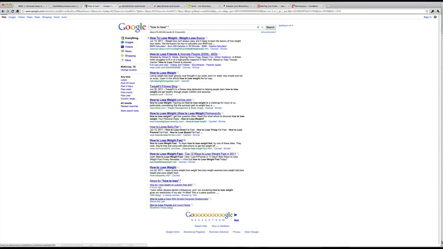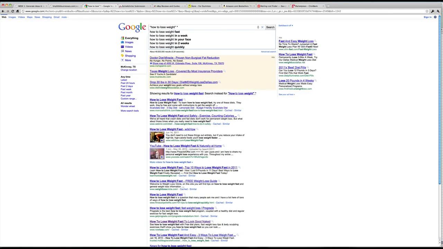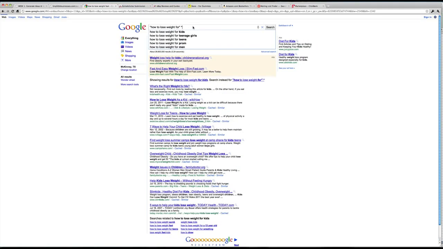Now it's still pretty broad at how to lose weight. So if we did how to lose weight, so we're kind of niching down here, how to lose weight for, all right, now we get kids, teenage girls, teens, prom, men. So now we're getting into more specific groups.